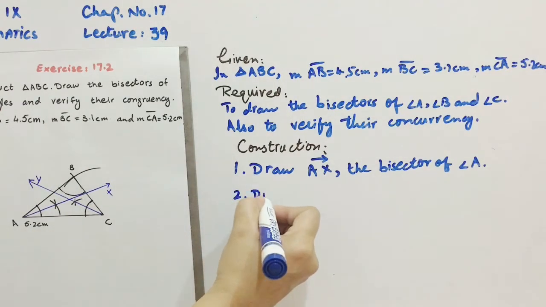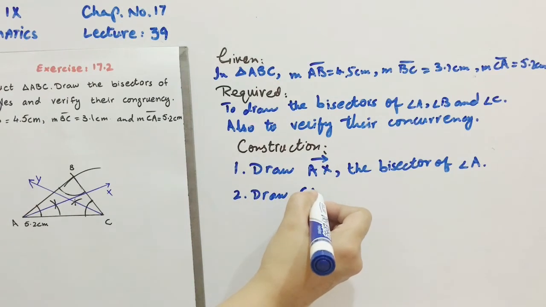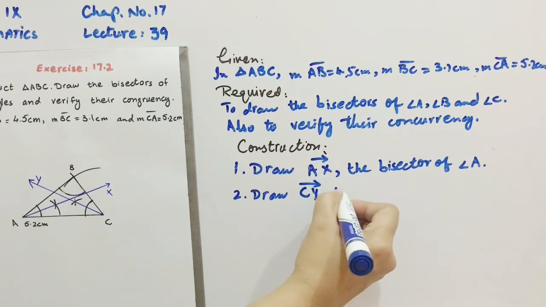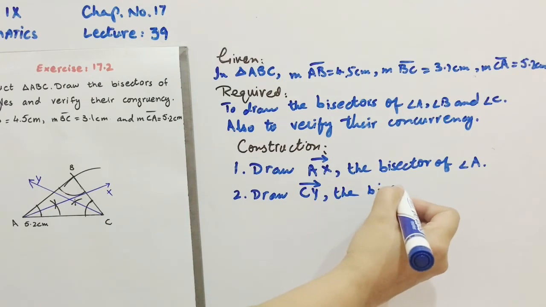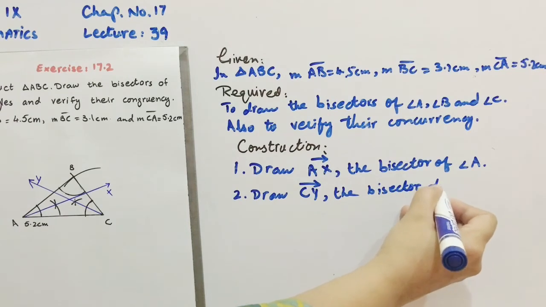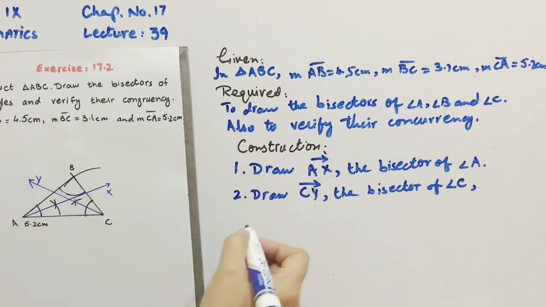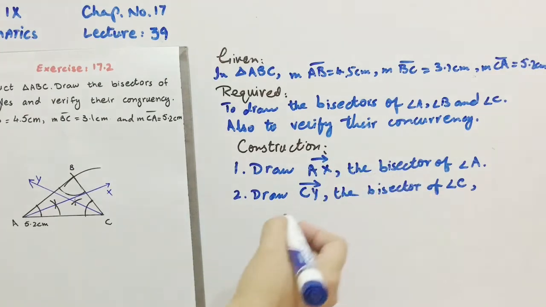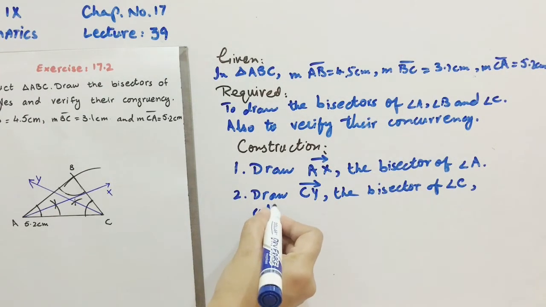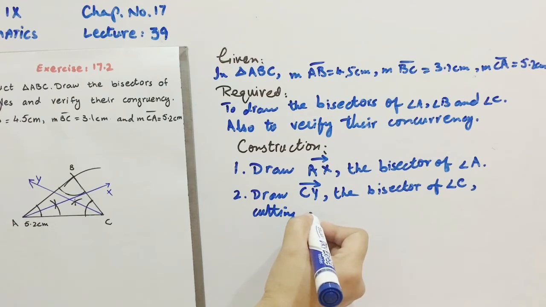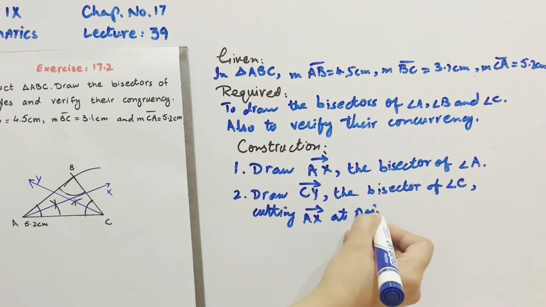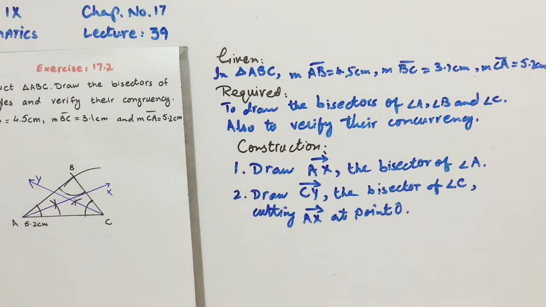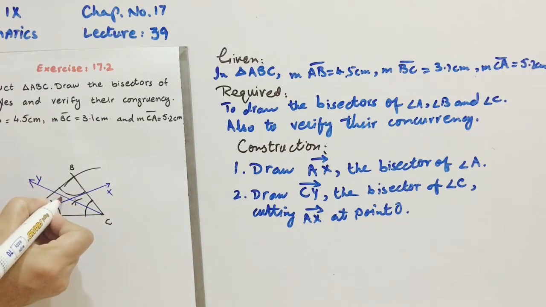Step number 2, draw ray CY, the bisector of angle C, but this time ray CY is intersecting AX at a point which we will name as O. Draw CY, the bisector of angle C, cutting or intersecting ray AX at point O. This is the point O.